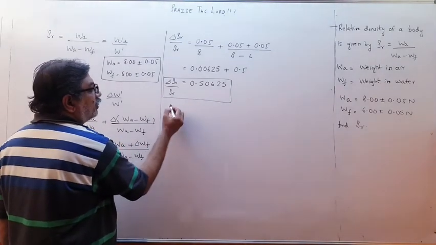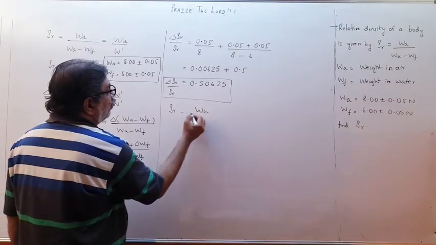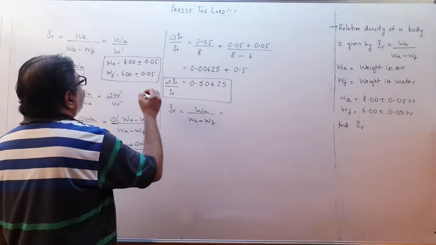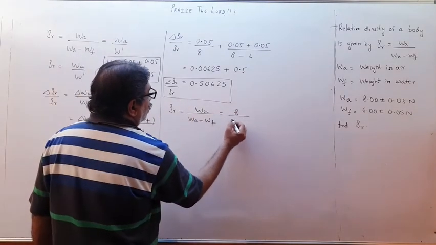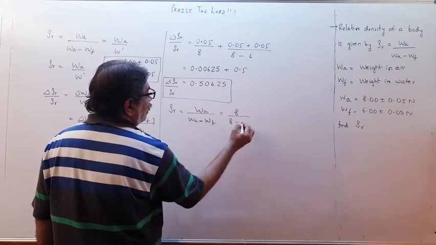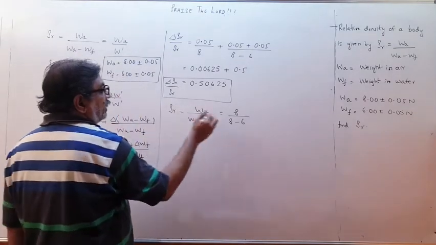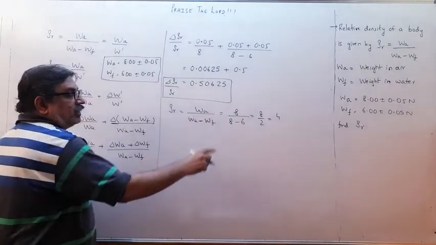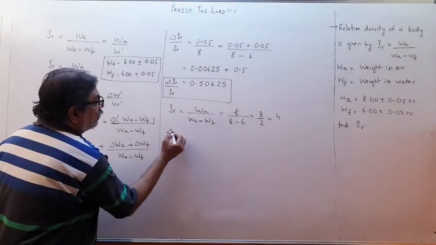So first I should know what is the true value. Rho r is given by WA upon WA minus WF. True value of WA, weight in air, is 8 upon 8 minus 6. WF is 6, and that will be 8 upon 2, and that will be 4. So that is 4, given to us. So I write over here.